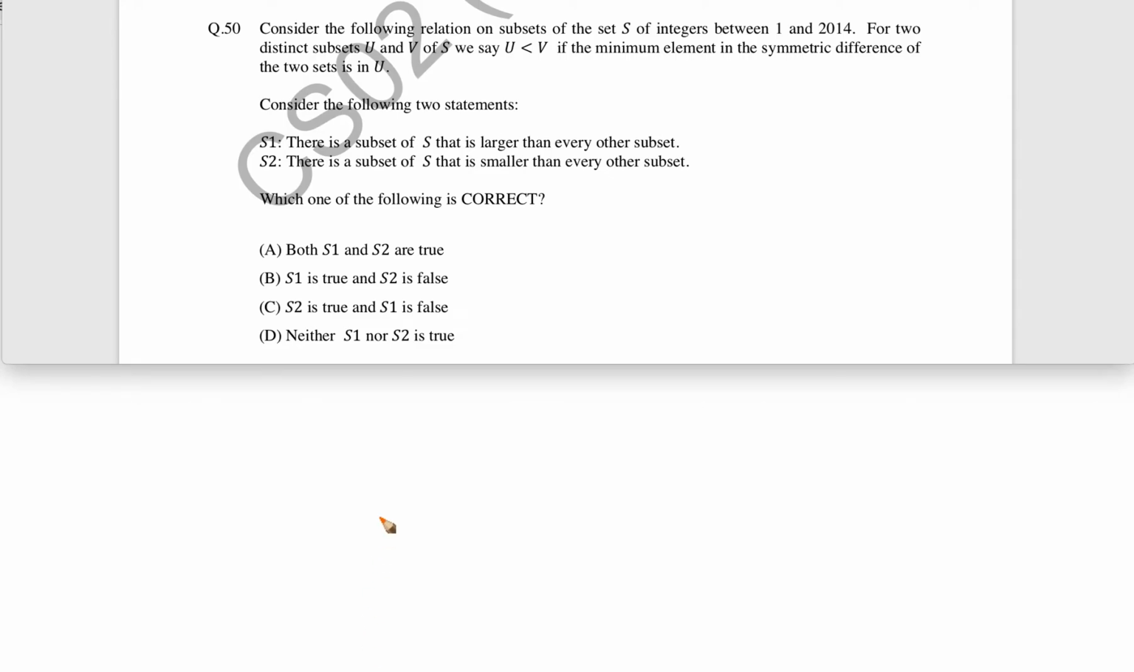Okay, now let's see this question. This question came in GATE 2014 for 2 marks. The question is: consider the following relation on subsets of set S of integers between 1 to 2014. So there is a set S, and these are the integers from 1 to 2014. And they are saying that the relation is on the set of subsets of set S.